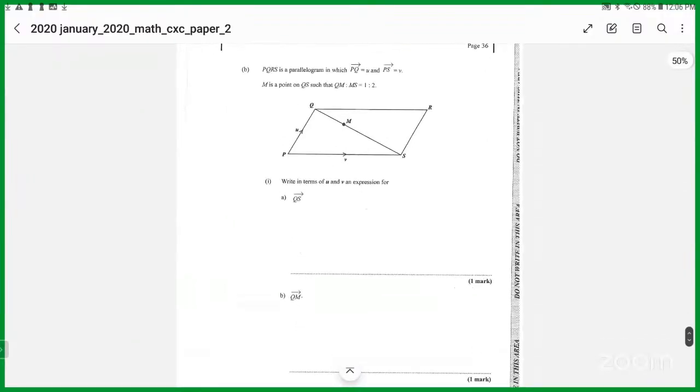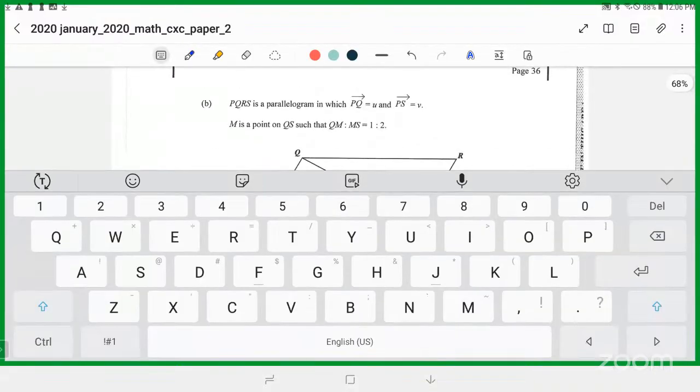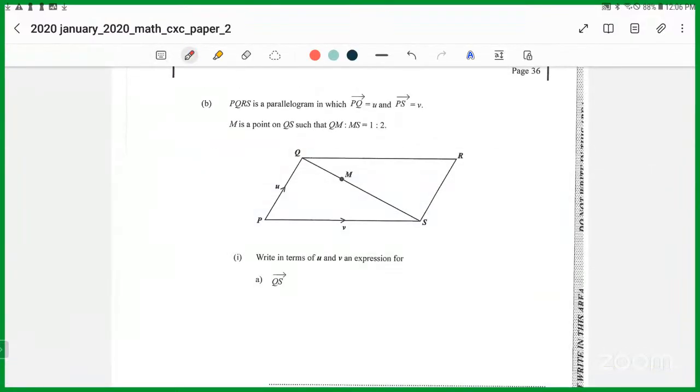There you go, 2020. Alright, so I want us to do this question. Alright, let's do this question, guys.